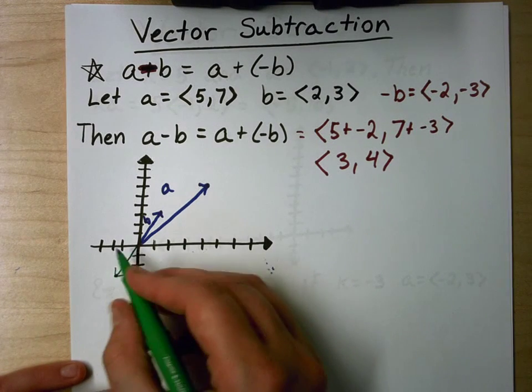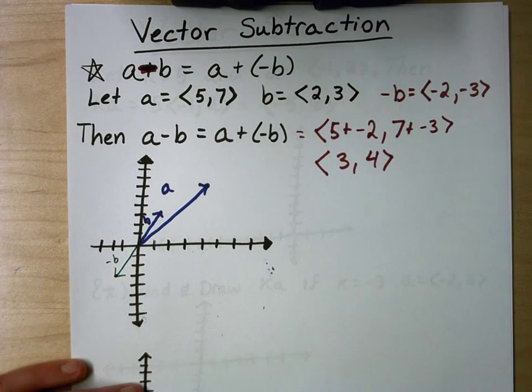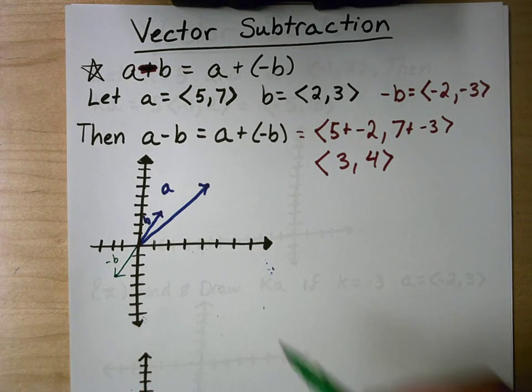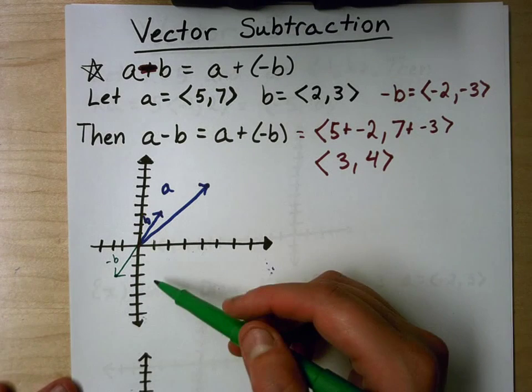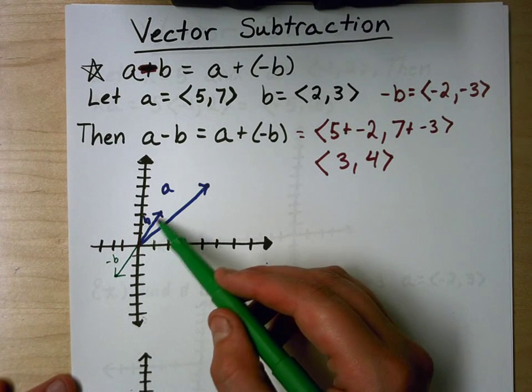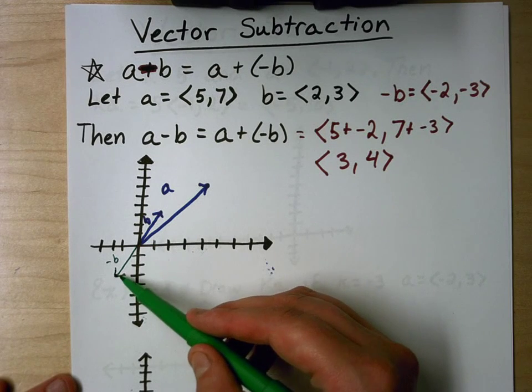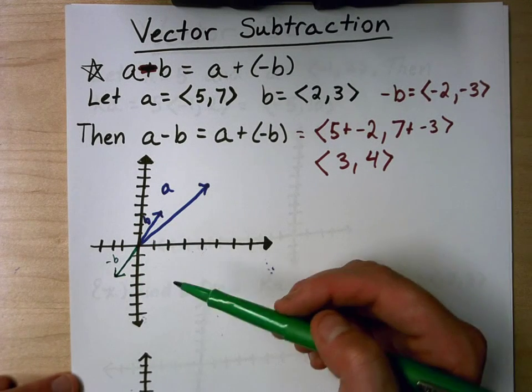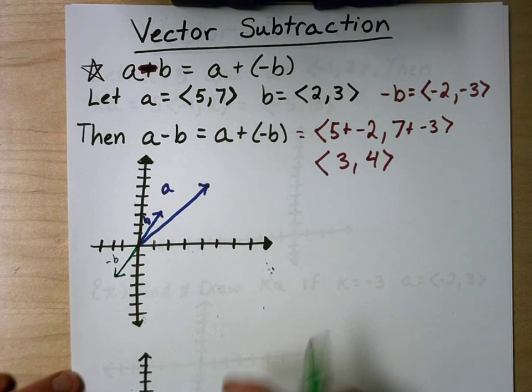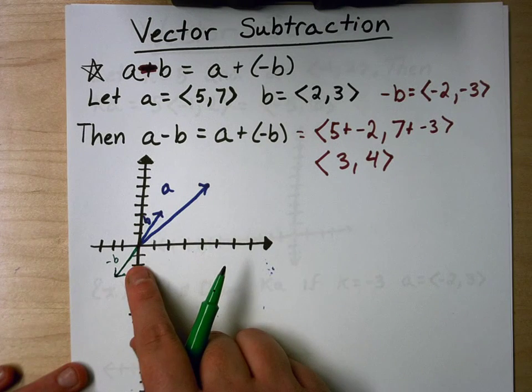So this green one is negative B. Notice that they're mirror images of each other. It looks like I just took B and went the opposite direction, the same distance. That's important. So now I'm going to add negative B to A.